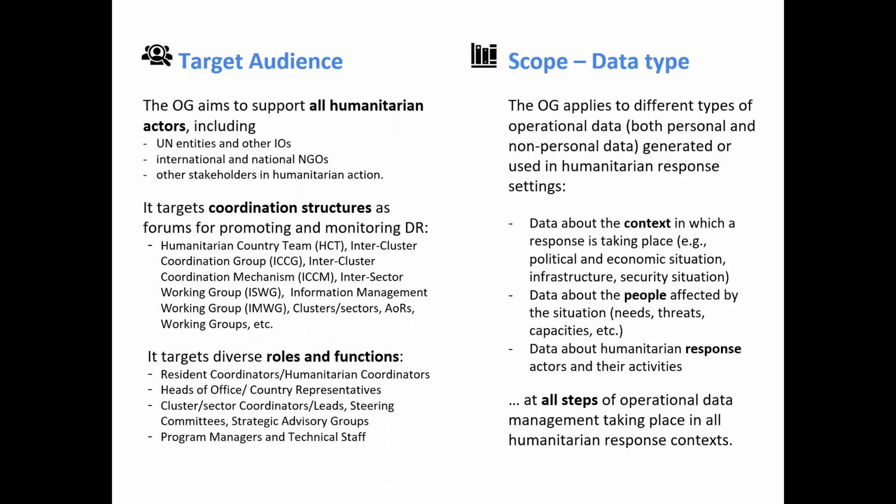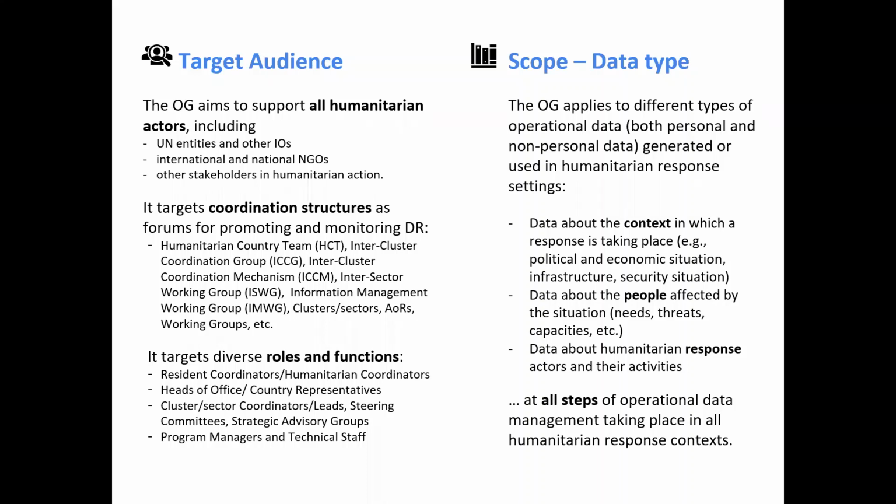On the scope of the guidance, in terms of what data are we talking about, the guidance is about what the Humanitarian Data Exchange, HDX, has called humanitarian data, or what's sometimes called operational data, depending on context or operations. So we're talking about data about the context in which the response is taking place, data about the people who are affected by that situation, and data about the response. And of course, this means the actors themselves and their activities. So the guidance does not cover what we might call corporate or back office data, such as data related to the internal financial management of an organization, human resources, supply chain and logistics, etc.